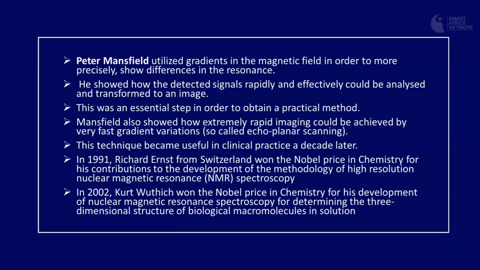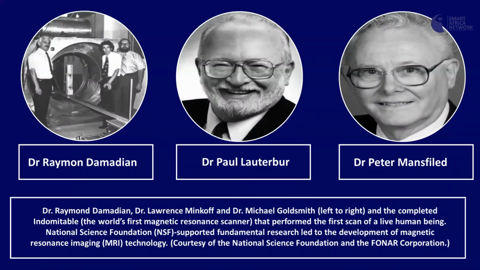Some other guys from Switzerland, whose names were Richard Ernst and Kurt Wüthrich, won the Nobel Prizes in chemistry for nuclear magnetic resonance spectroscopy and three-dimensional structure of biological macromolecules in spectroscopy. And these are the great guys: Dr. Raymond Damadian and the very first MRI scanner that he built, and Dr. Lauterbur and Mansfield.